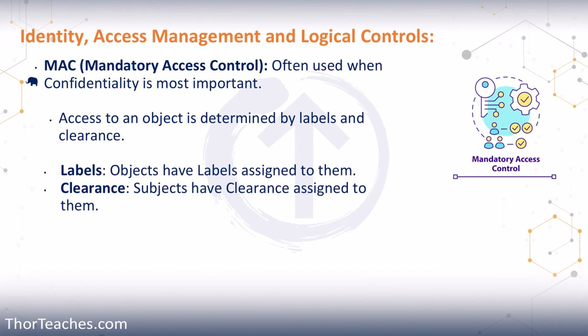Next up, we have MAC, mandatory access control. And you can tell from the name, right? This is more serious. It's mandatory. Here, confidentiality is most important, and access to objects is determined by labels and clearance. Subjects have clearance, objects have labels, subjects can manipulate objects, some things can be both but not at the same time, and the clearance has to be equal to or supersede the label. If you logic your way through it a few times, it will make sense.